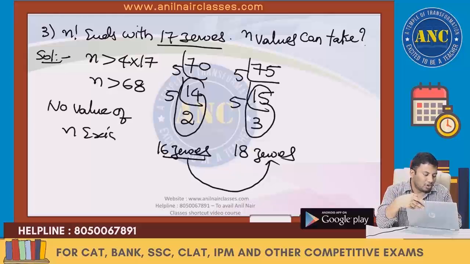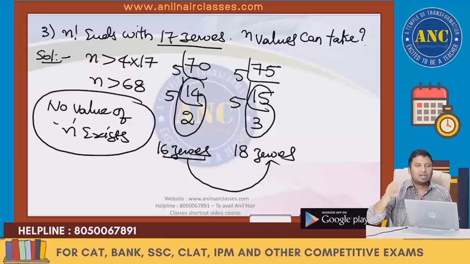Answer is no value of n exists. I hope the idea is clear. No value of n exists. It cannot have 17 zeros at the end.